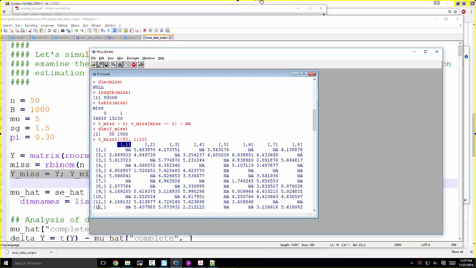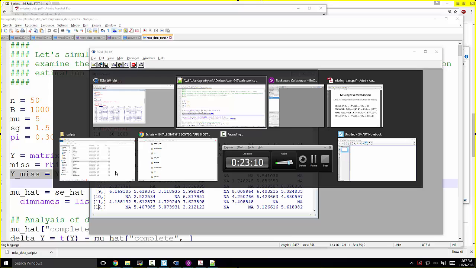We're interested in doing inference on the mean, the population mean. If we didn't have missing values, we know what to do. Compute a sample mean as an estimate. You could do a one-sample t-test. You could do a t-based confidence interval as well. But now that we have missing values, what are we to do?